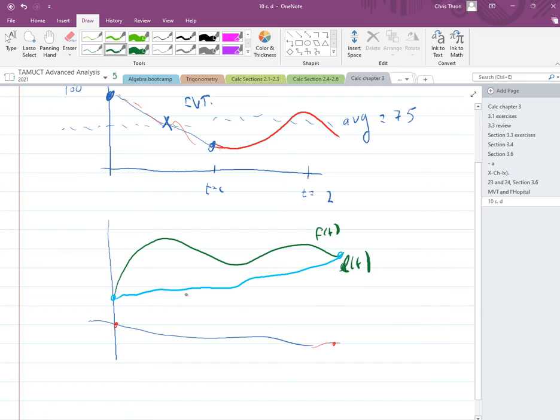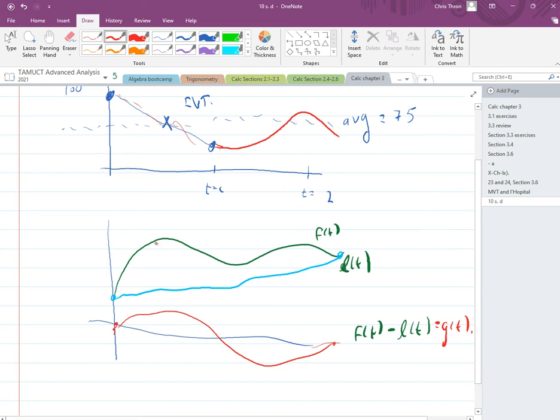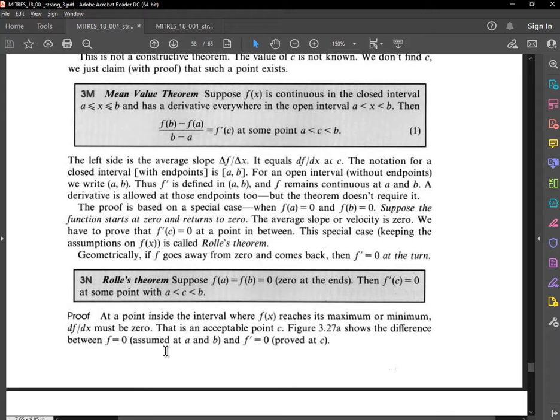Then f of t minus L of t is going to be a function that begins and ends at 0. It looks something like f of t, but it's kind of rotated down. I'll call this g of t. So you can see g of t is closely related to f of t, and we're going to transform the mean value theorem statement about f of t to a statement about g of t. Now let's see how that works.